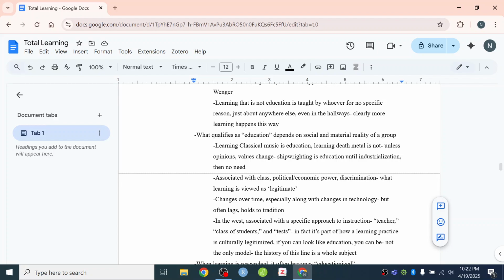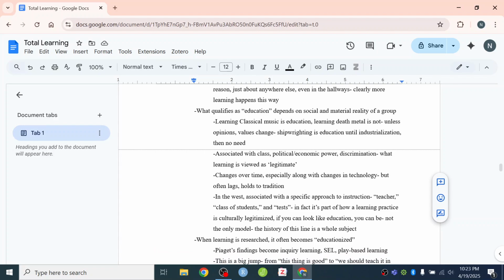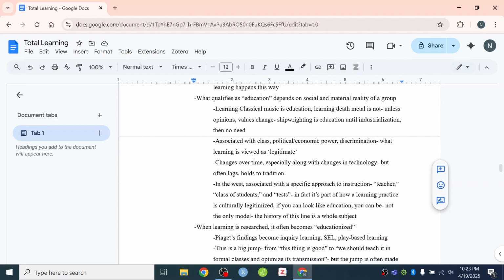It's not the only model, the one that is common in the West, the so-called industrialized model or banking model, as Paulo Freire referred to it. And the history of this is a whole subject which I'll probably discuss elsewhere. This is an interesting point. When learning is researched by professional learning scholars, it often becomes educationized.